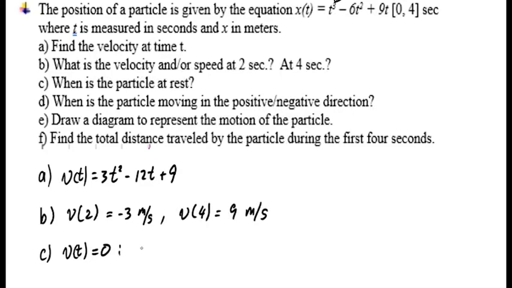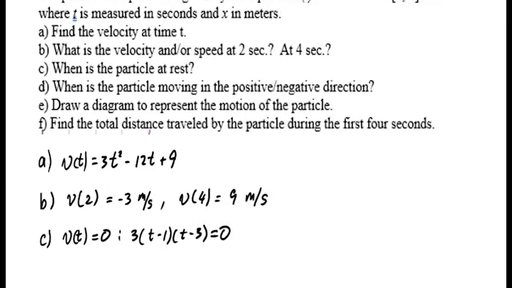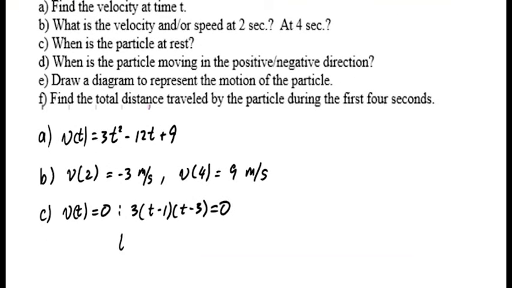Would it be too much algebra if I factor 3 like that and then factor the rest of the expression like this? Too much algebra? Nah, you got this. Okay, so here we get t is equal to 1 second or t is equal to 3 seconds, A. That's when the particle is at rest.